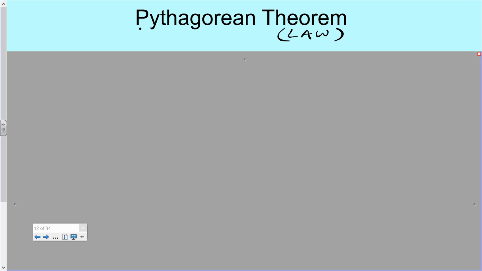And Pythagorean, that's just a Greek philosopher. He was a Greek philosopher and mathematician. His name was Pythagoras. So they named this law after him. He didn't invent this law, he just kind of stumbled upon the truth of it. And because he popularized the truth of it, they named it after him. Pythagoras was his name. So they call it Pythagorean theorem, or Pythagorean law. And here's what the law says.